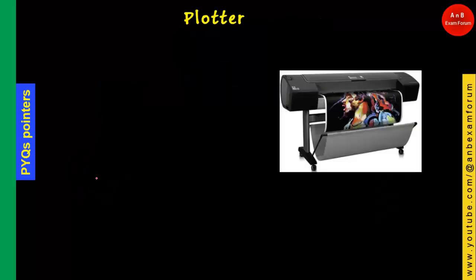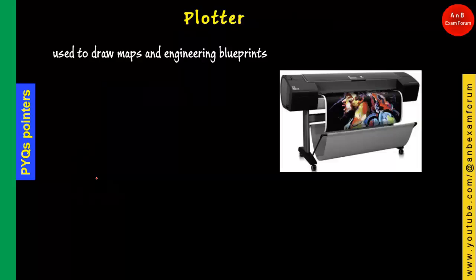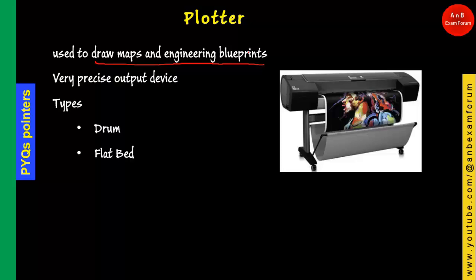Coming to the plotter, it is the next very important output device, and in exam it is asked like this: which of the output device is used to draw map or engineering blueprint. The answer would be plotter, and again in some cases he will ask you the types. These are the 2 types, drum and flatbed. So these are the 2 types of plotter. This is a flatbed plotter.